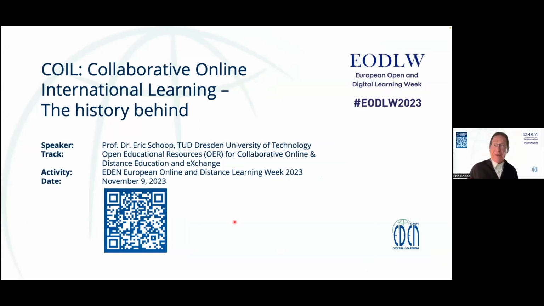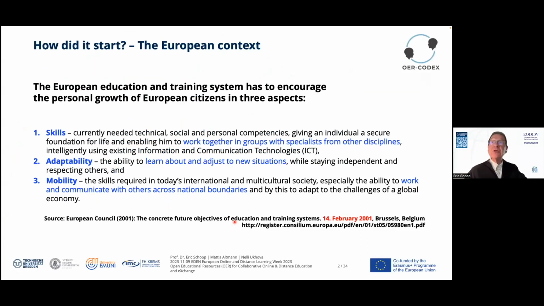So what is it all about? We are talking now about COIL, Collaborative Online International Learning. My role in the next 10 minutes is to introduce you to the history behind it. What was our motivation to start this common project, which focuses on the production and provision of open educational resources, to explain and have participants train the idea of providing collaborative online courses for distance education and virtual exchange. So how did it start?